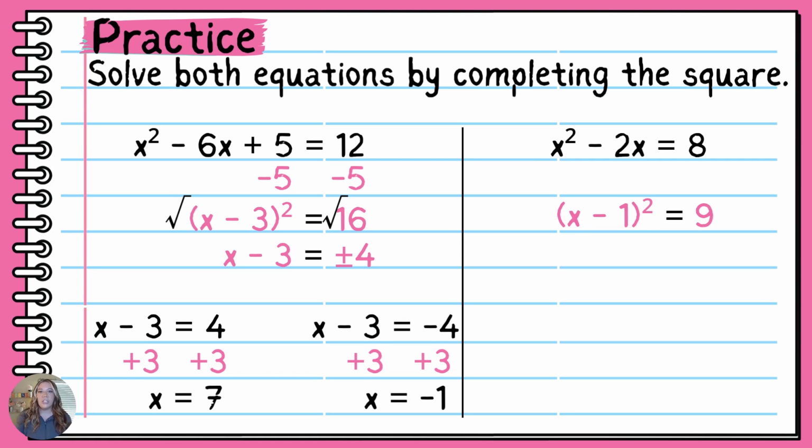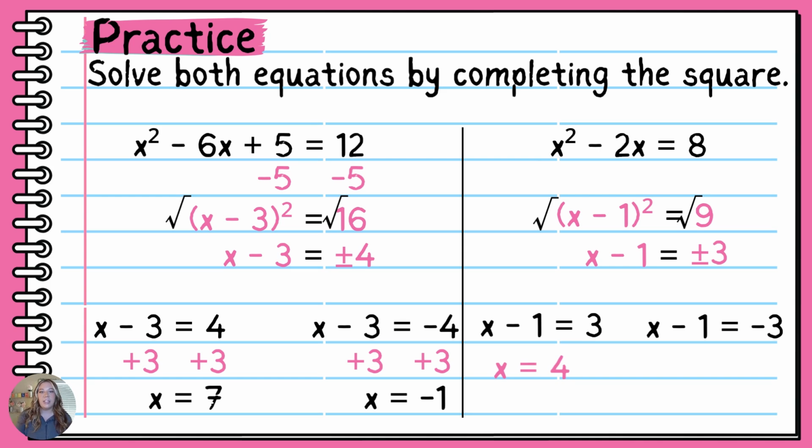And now we can start solving by taking the square root of each side. So we get x minus 1 is equal to positive or negative 3. So now we can set up both equations, one positive 3 and one negative 3. And we can get x by itself by adding 1 to both sides. So we'll get x equals 4 and then x equals negative 2.